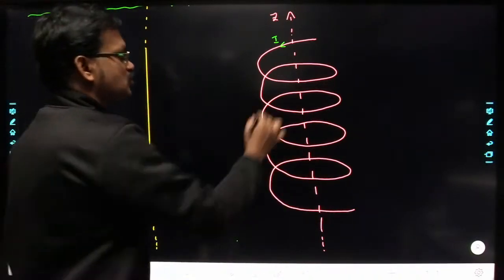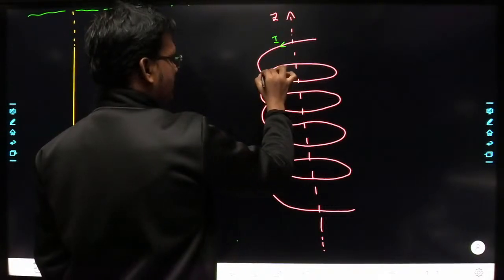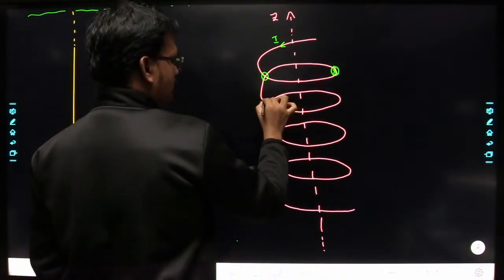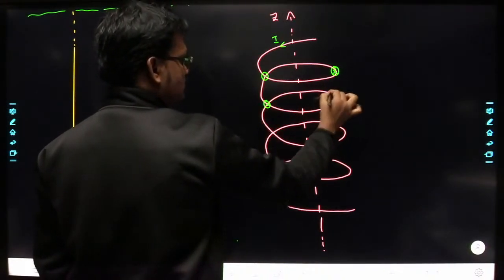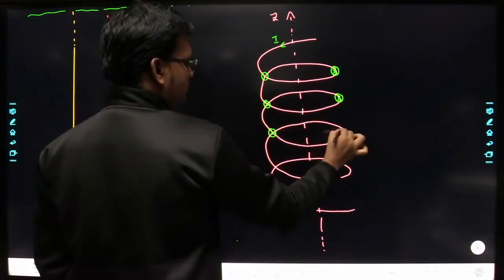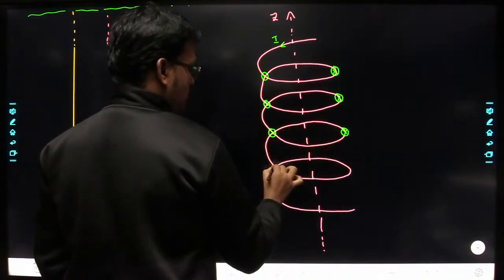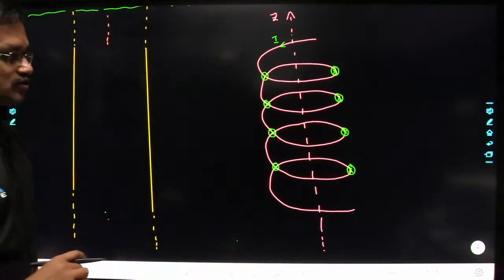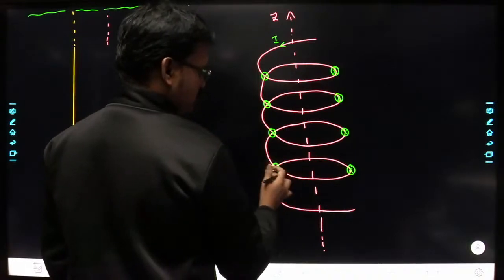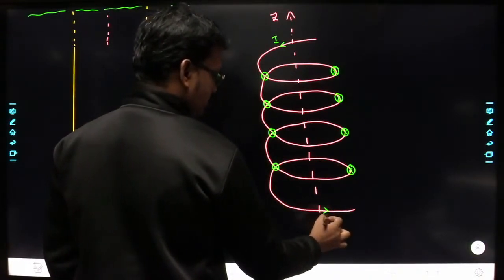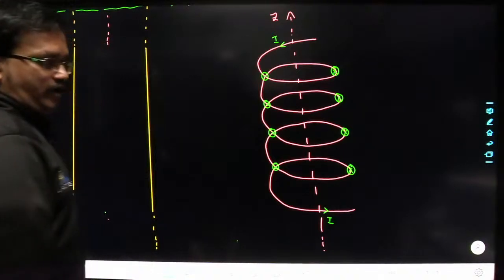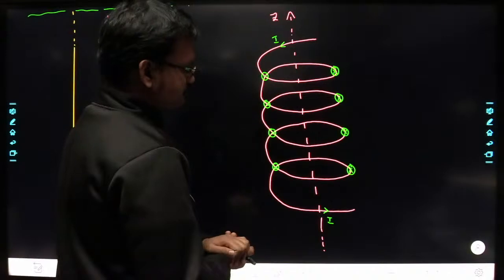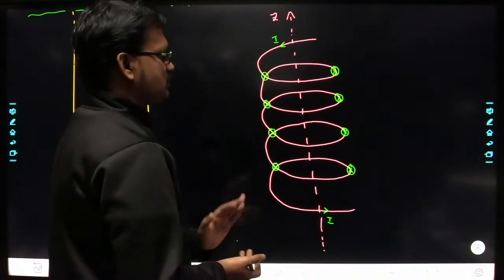Here it is coming out of the board, and here it is going into the board. Out of the board, into the board, out of the board, into the board. In this manner the current is flowing through the solenoid. Now see here, we want to determine the B field inside the solenoid.